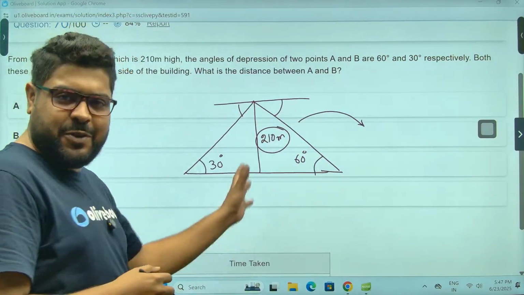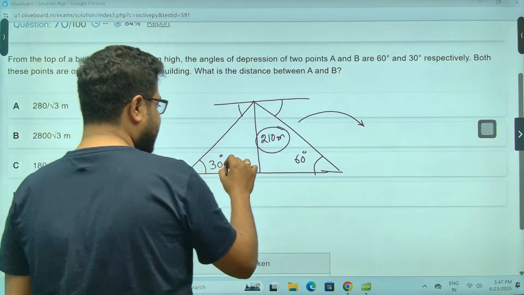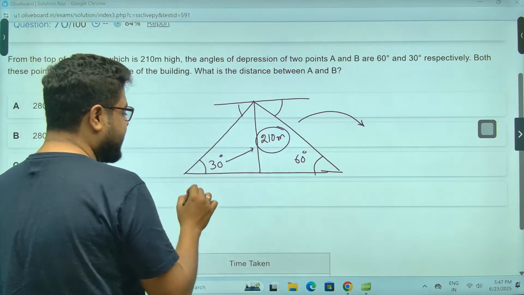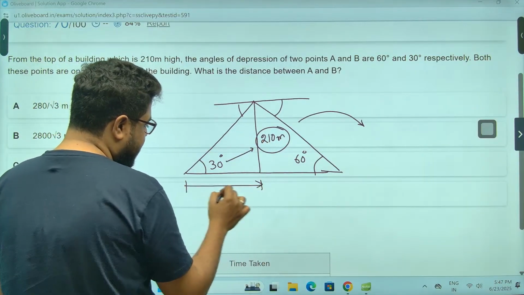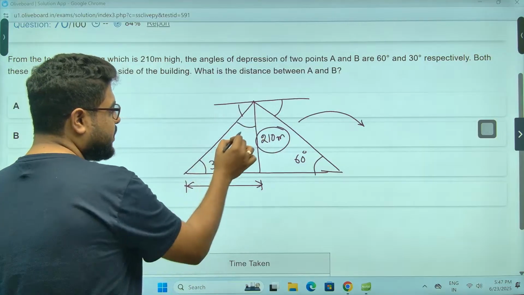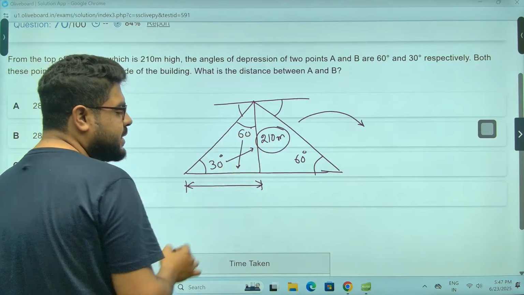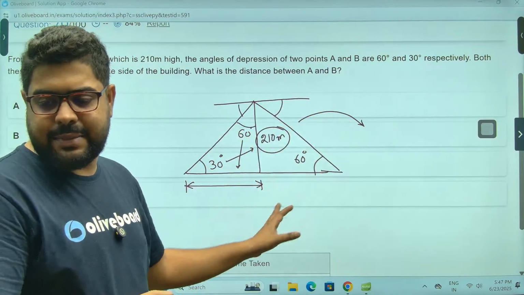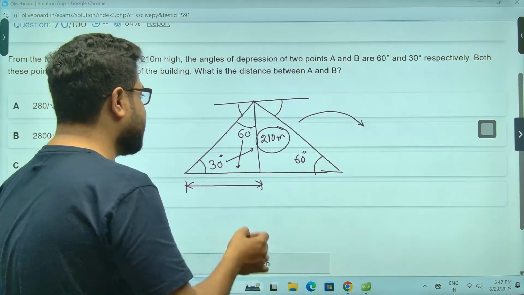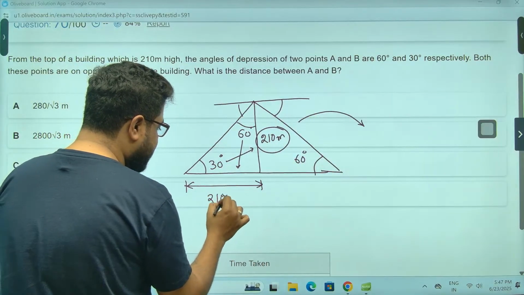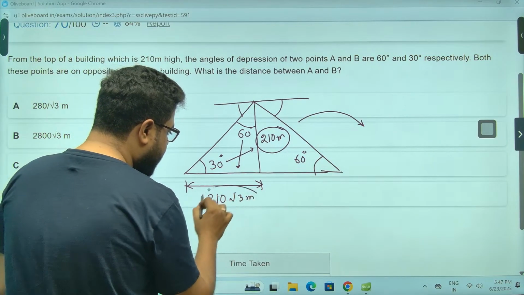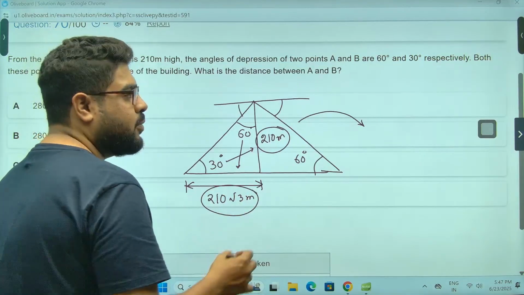अच्छा, if you don't want to do that, then don't worry sir. Sir, opposite to 30 is 1 unit. So opposite to this is 60 degrees, sir. So opposite will be, sir, root 3 units. The 30-60-90 triangle जैसे मैं करवाता हूँ, it's 10 second का काम है. So this is 210 root 3 meters. Correct sir? Done. Now come to this.